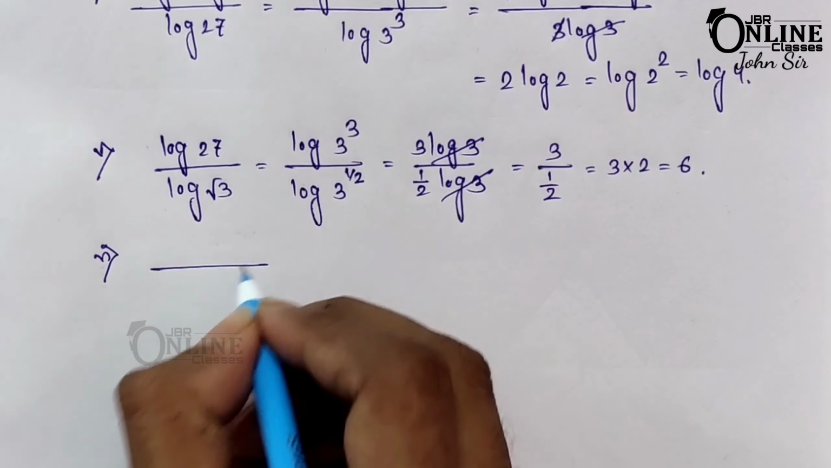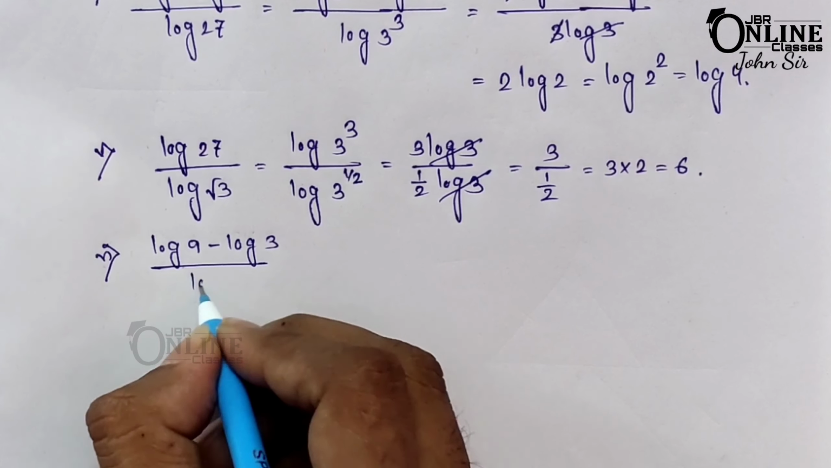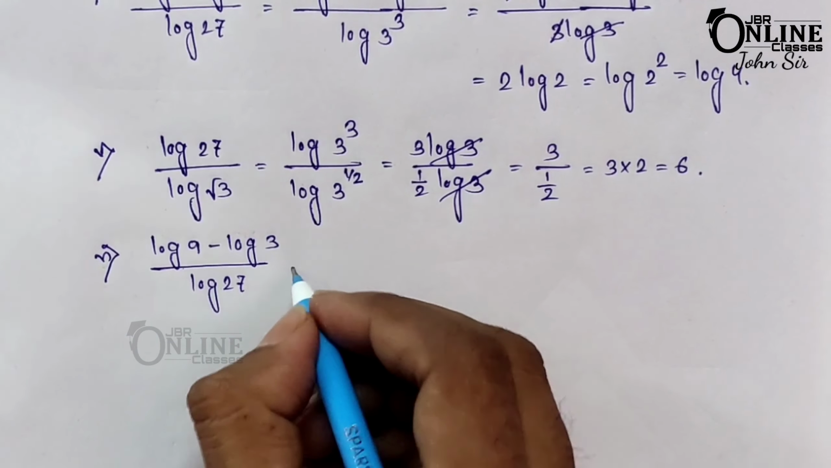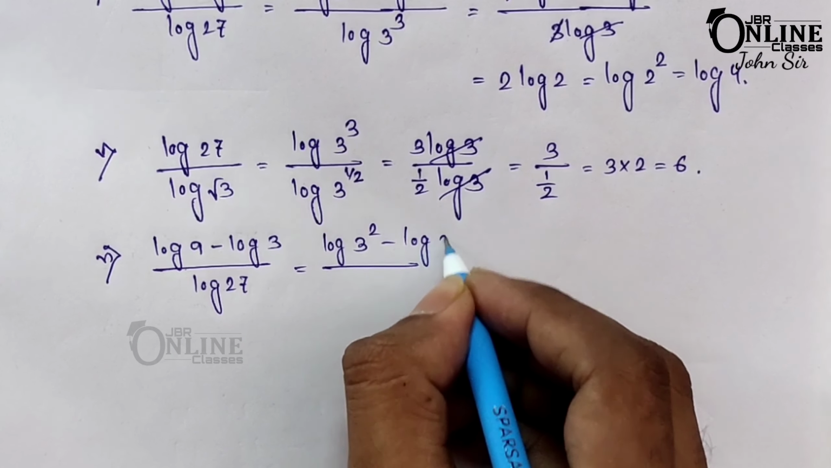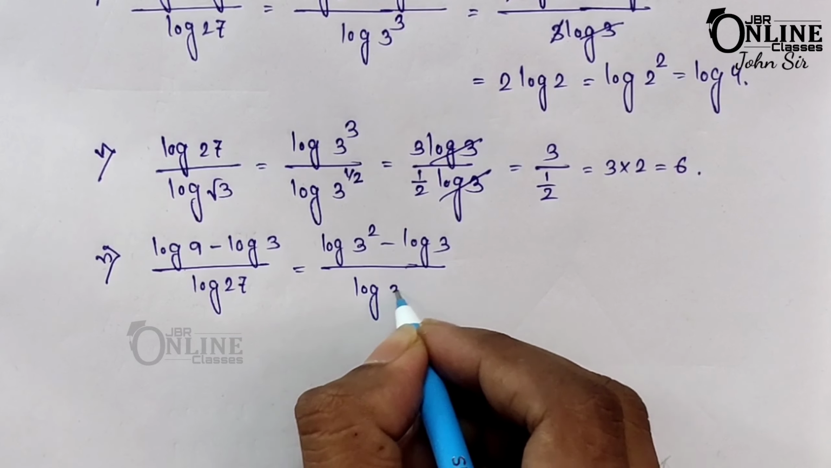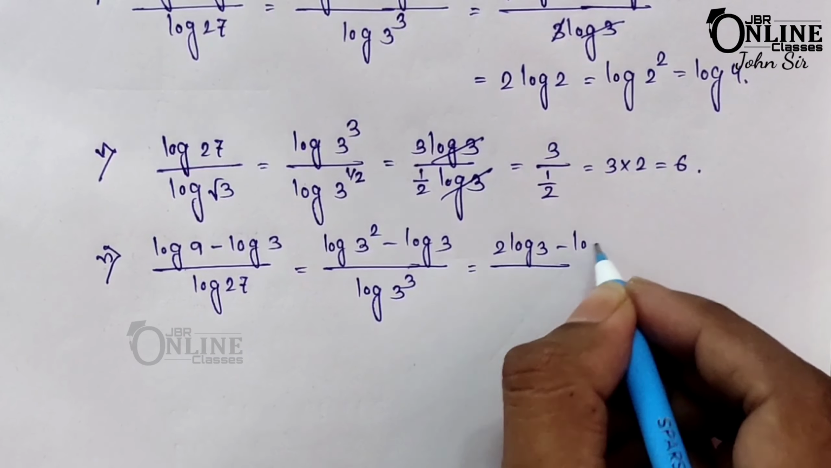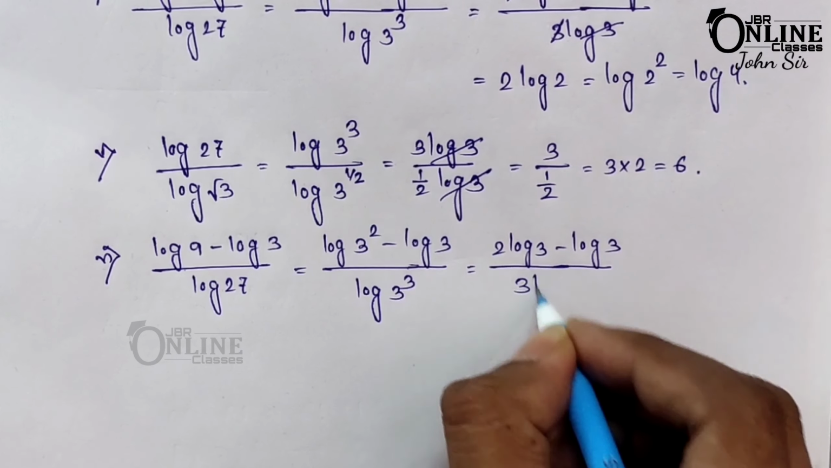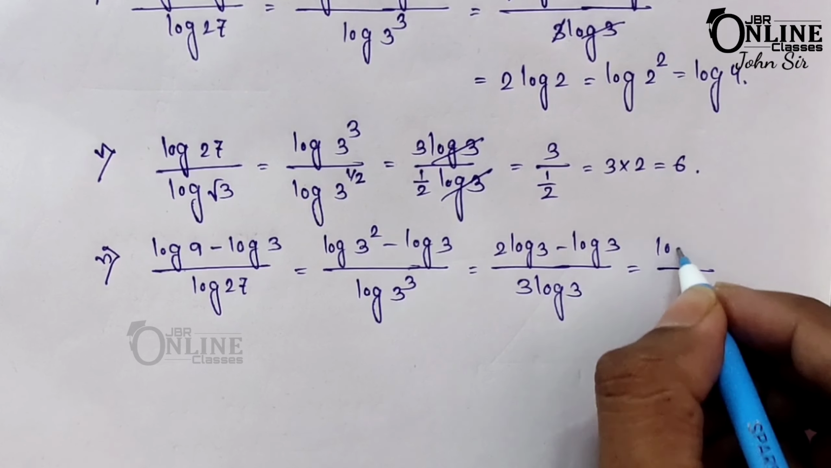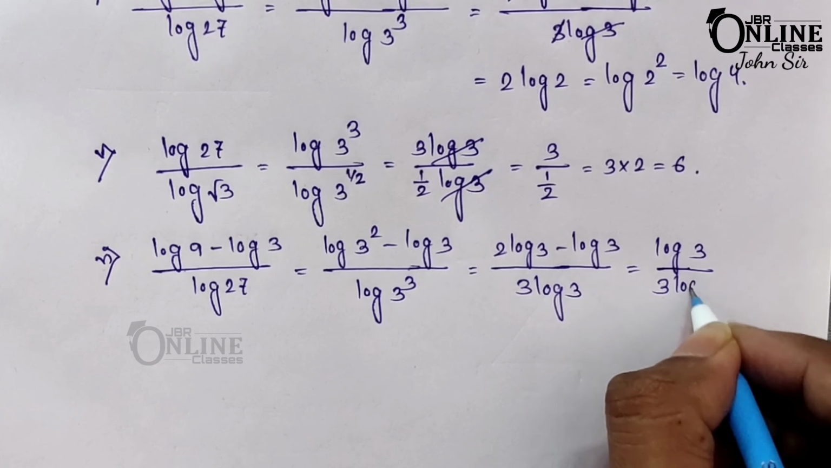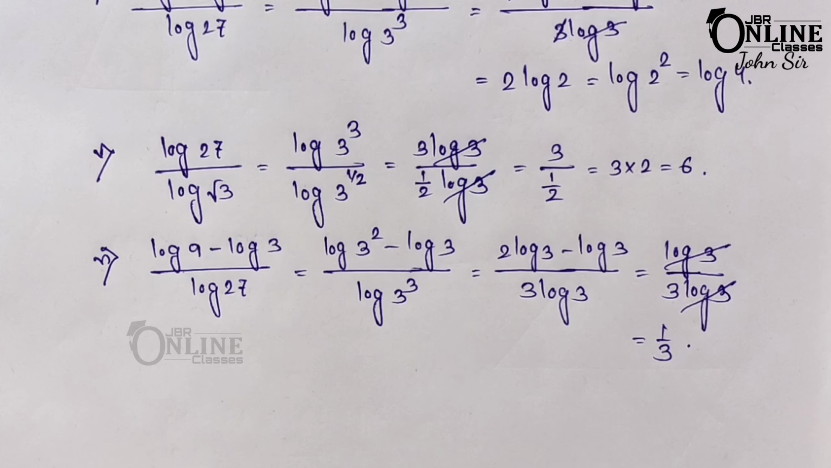Now the next sum, number 6, that is the last one. Log 9 minus log 3 by log 27. Log 9 means log 3 square, and log 27 is log 3 to the power 3. So 2 log 3 minus log 3, divided by 3 log 3. Now 2 log 3 minus log 3 will be log 3, and here 3 log 3. Log 3 cancels out. So it will be 1 by 3.